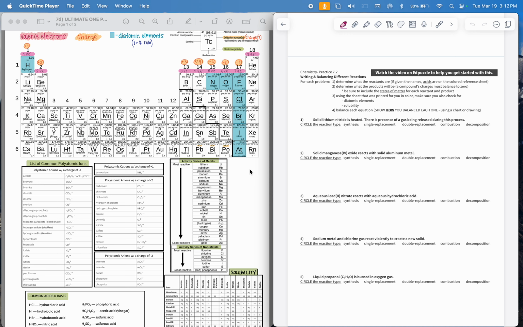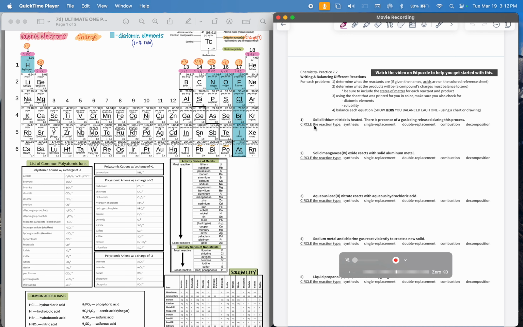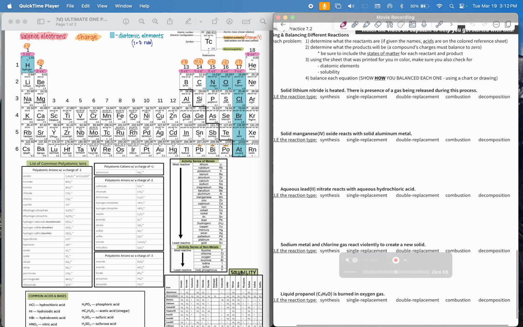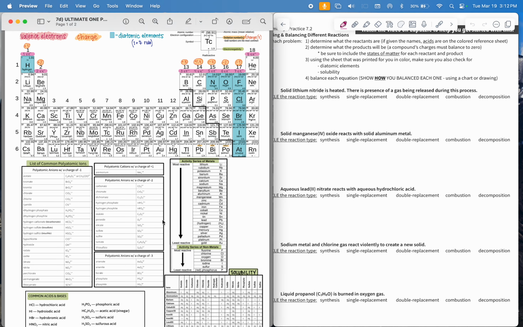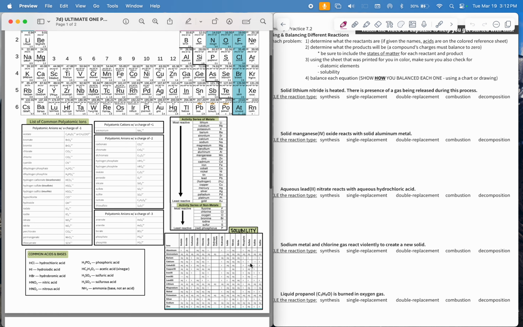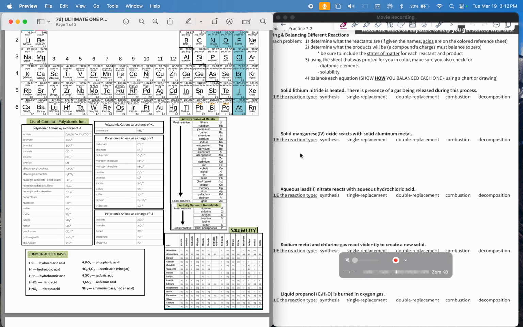Okay, so this tutorial is going to go through how to get started with this practice 7.2, which is the very last page of the day 3 packet. For this, you are going to need your day 2 packet with the notes. You're also going to need that colored one pager with the different notes on that, polyatomic ions, the common acids and bases, as well as the solubility table, which we're going to talk about in this video as well.